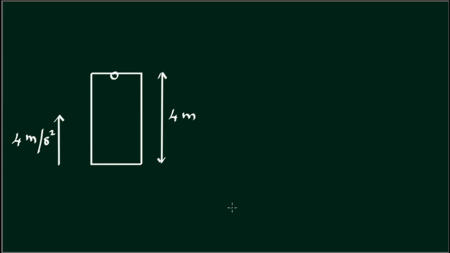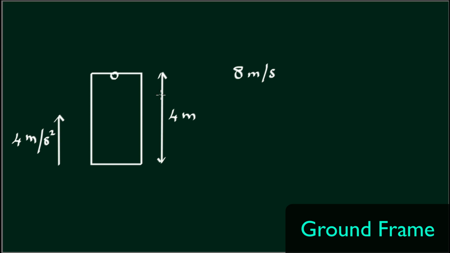So this time, the elevator has an upward acceleration of 4 meters per second squared. And when the bulb and the elevator are both moving at 8 meters per second, the bulb breaks loose. All this is what we see in the ground frame. So let's first solve the problem in the ground frame of reference.